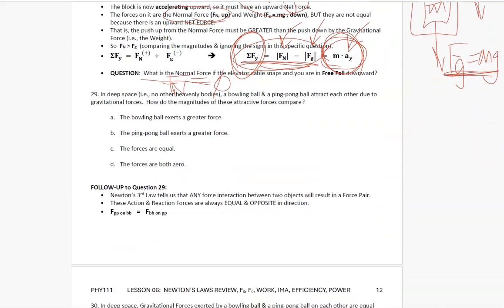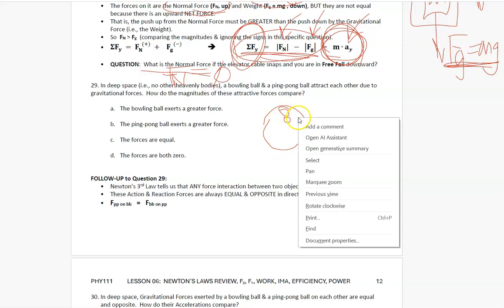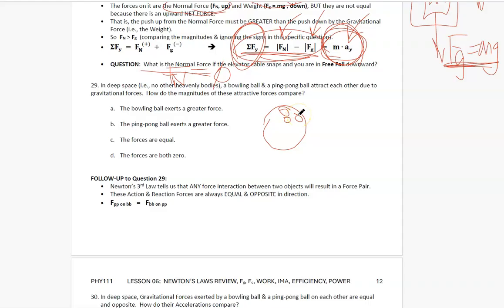All right. Number 29, in deep space. So when I say deep space, I mean you're not near another planet or a star or a moon, something with gravity. You're away from everything that has significant gravity. And it says you have two objects. You have a bowling ball, and you have a little ping pong ball.